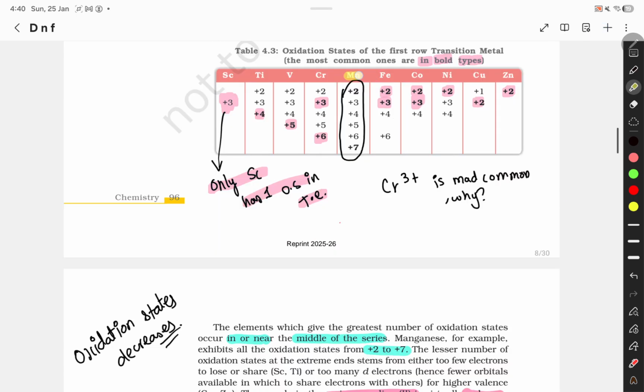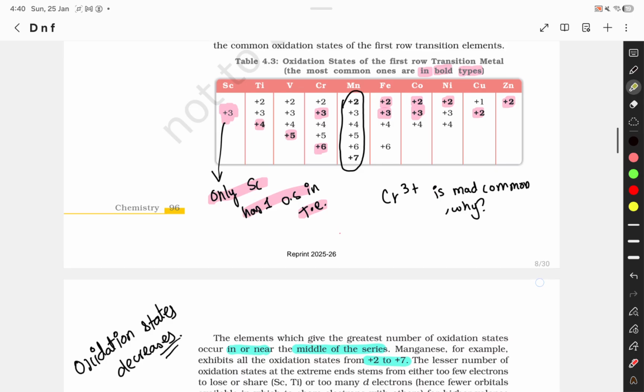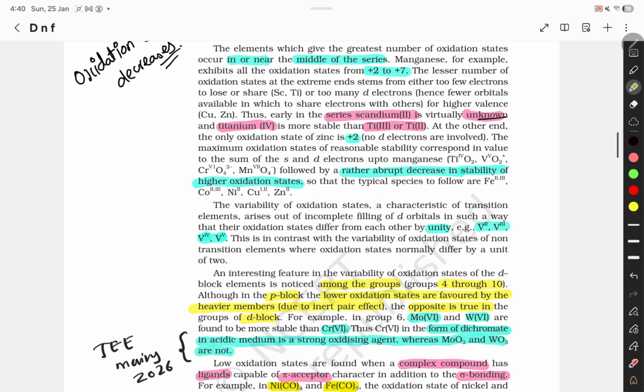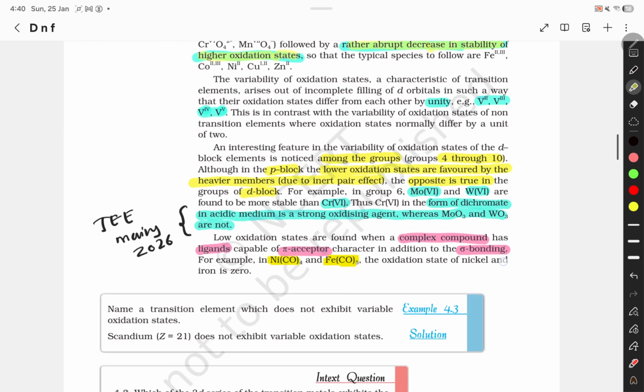Okay, so it can be noted that only up till Mn we have oxidation state more than 3. After that, it's pretty rare to find compounds that have oxidation number more than 3. Cr3 plus is also very common because of T2G being there. T2G is there, guys, so that's why we have to explain that. And yeah, here we can say that titanium 4 plus is more stable than titanium 3 plus. Then there is a rather abrupt decrease in stability of higher oxidation states after Mn. And then yeah, that's all right.